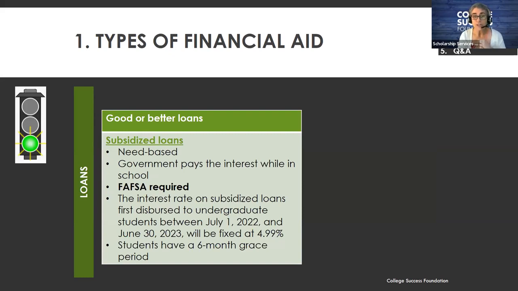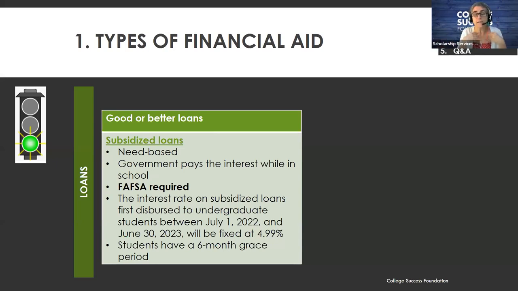So the best option here is the subsidized loan. It's a federal student loan that is need-based. It's pretty much an interest-free loan while the student is enrolled in classes, because interest doesn't really start accruing until after the student ceases to be enrolled or once they graduate. Students do have to complete a FAFSA, like Trang mentioned earlier, and the interest rate changes every year, but it remains fixed for the life of that loan.